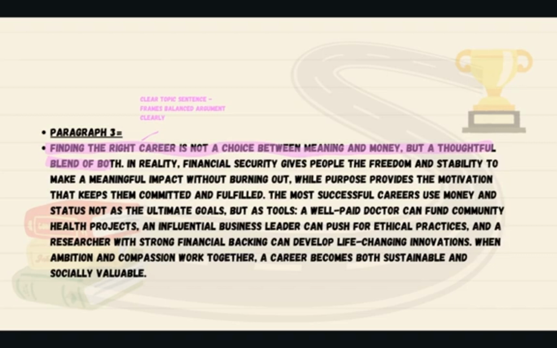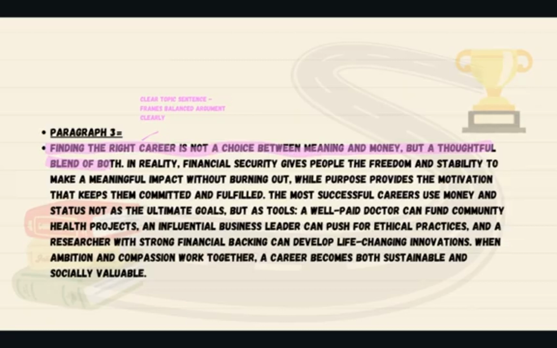In reality, financial security gives people the freedom and stability to make a meaningful impact without burning out, while purpose provides motivation that keeps them committed and fulfilled. The most successful careers use money and status, not as the ultimate goals, but as tools. A well-paid doctor can fund community health projects, an influential business leader can push for ethical practices, and a researcher with strong financial backing can help develop life-changing innovations. When ambition and compassion work together, a career becomes both sustainable and socially valuable.